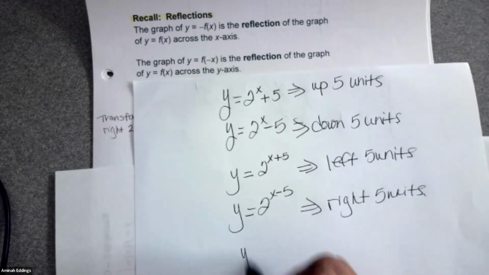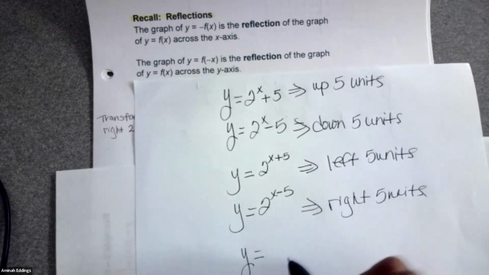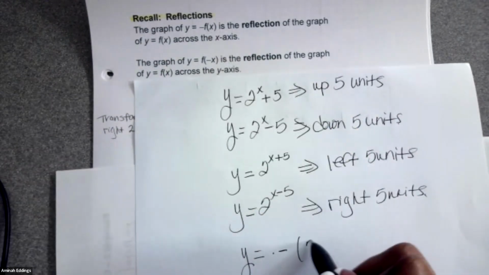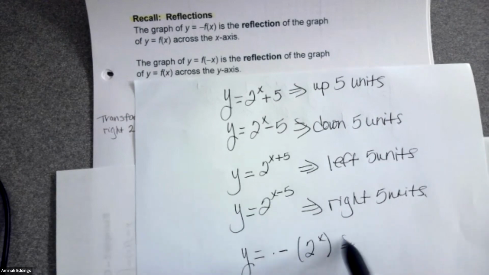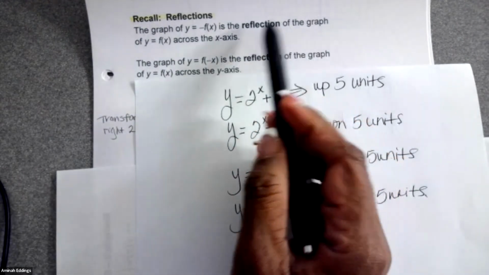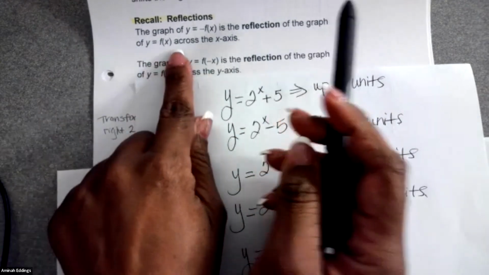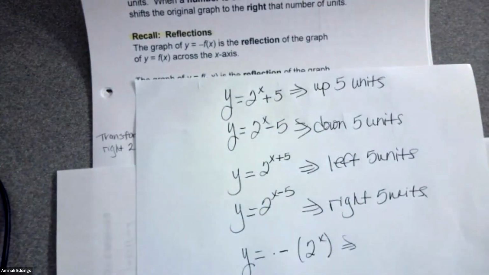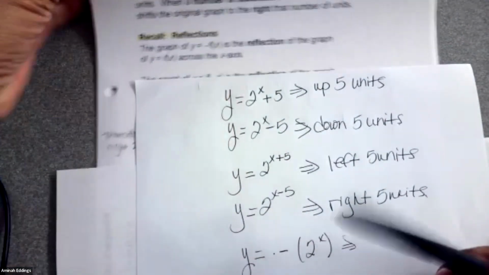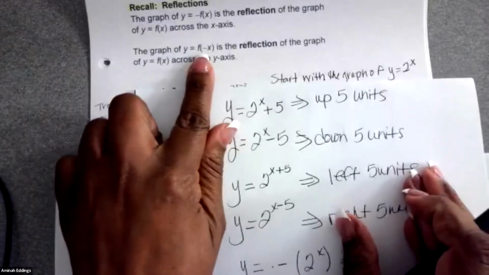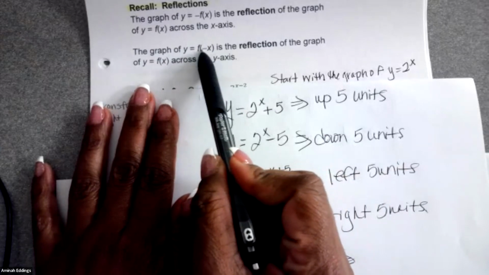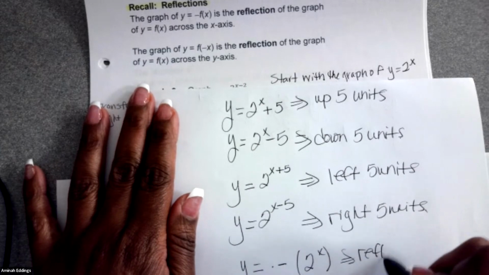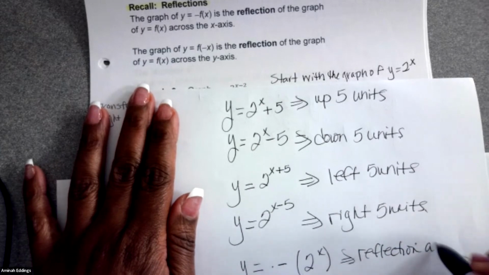And then the last type of transformation we're going to talk about are reflections. So if we have y is equal to negative 2 to the x power, then we are going to have a reflection about... oh, I'm sorry, I just lost my train of thought. So a negative on the outside is a reflection across the x-axis.